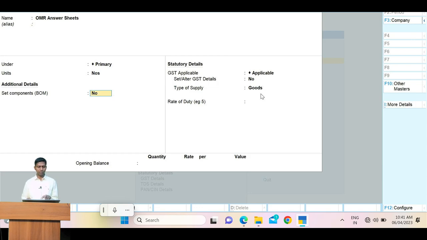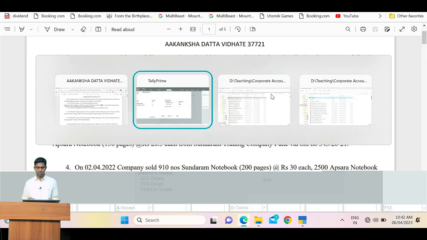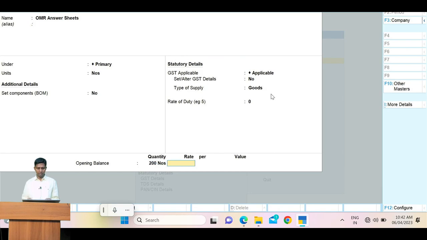And then set the components of, you will not get this because I have done the setting of set components, but we require this setting. I will show from where you will get it once we get to the bill of material related transaction. Right now, you will not get this in your company. To get it, F12 configuration is there. Right now, don't do anything. Just keep it as it is, and then here OMR sheet 204, number, opening number 200, rate 4800, accepted.